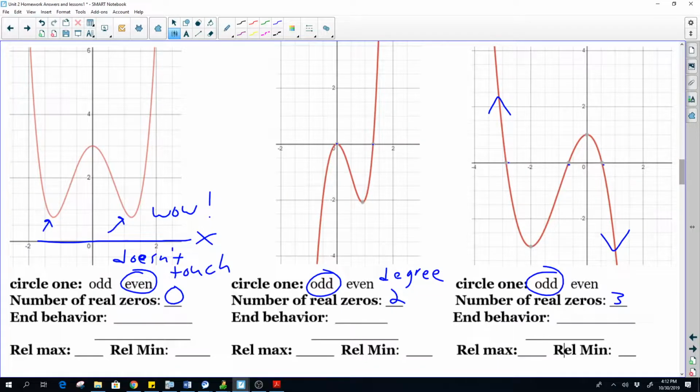Okay, so relative minimum and maximum, this one's going to be kind of tricky. I'm guessing this is 1, 2, 3. So we have a relative maximum at 0, 3: 0 on the x and 3 on the y. So it's just the coordinate of the maximum right here.